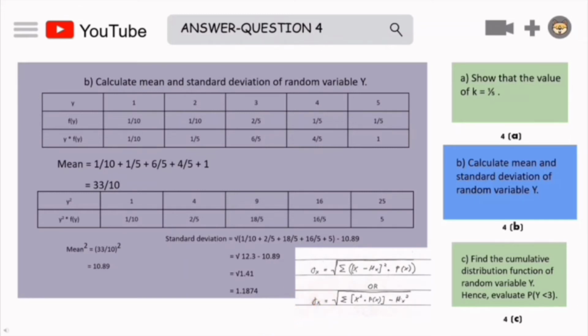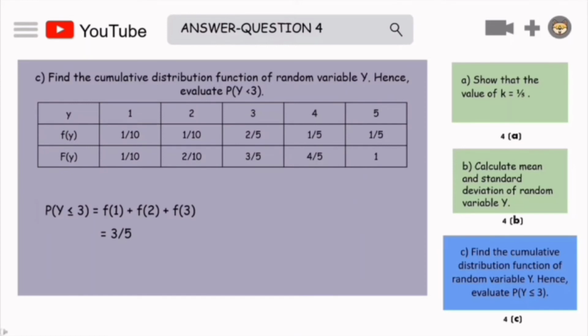For standard deviation, there are two formulas that we can use, but I'm going to use this one because it's easier. First, we have to find the mean square. We already have the mean value from the previous question, so all we have to do is square the mean value. Next, find the square of every y. Now that we have y squared, we multiply every y squared with f(y). After that, we add all of the values, because the formula is the summation of the product of y squared and f(y). Now we can just substitute the values into the formula. So the answer for standard deviation is 1.1874.